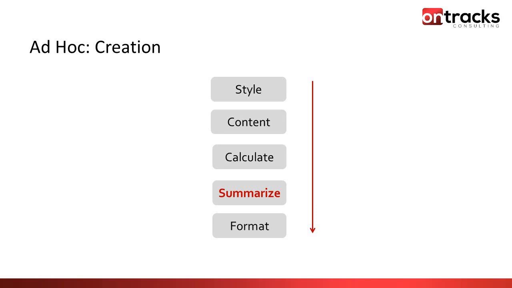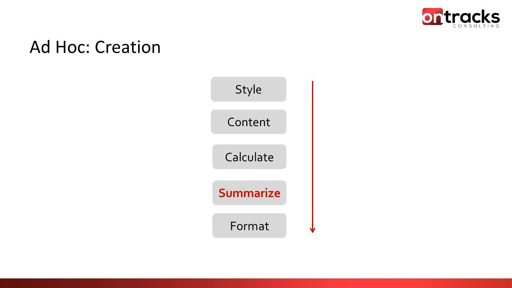Cool. So we finished calculate. Now we're going to move on to summarize. Summarize is very similar to calculating, but instead of calculating field by field, or I guess row by row, what we're actually going to do is provide a summary that takes a calculation over a grouping of records. So if you're doing a list and you're not grouping anything, it's going to take your entire data set.